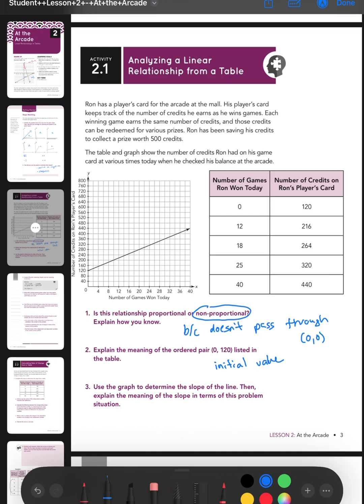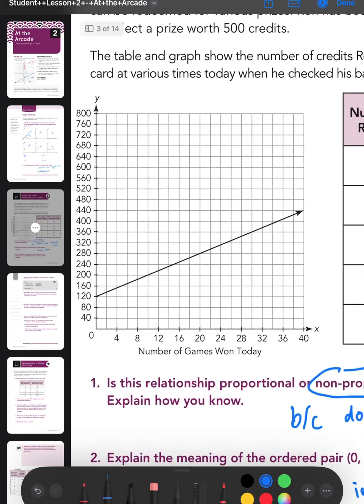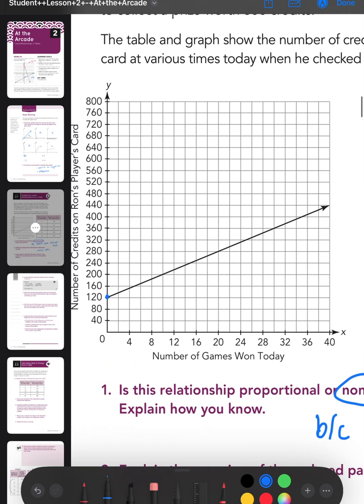And then it says use the graph to determine the slope of that line and then explain the meaning of the slope. So if we're going to pick out 2 points here for our slope, I'm going to say we have a point here and a point here. We have a positive slope. The line's going up, so our rise from 120 to 200 is up 80. And then our run from 0, don't like that crooked line, from 0 over to, looks like 10.